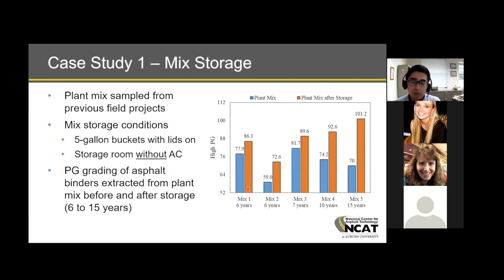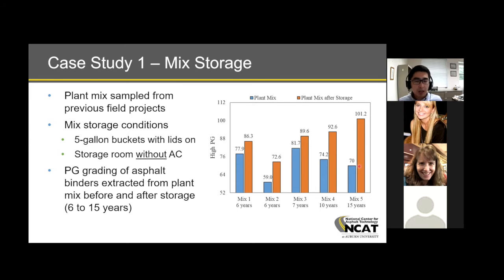When we first got these results, this was really eye-opening for us. We know mix storage is going to have an impact on the property of the binder and the mixture, but we didn't expect the impact to be this substantial. If we look at mix 1, which had about 6 years of storage, the PG grade changed from 77.9 to 86.3, so that's about an 8 or 9 degree increase. But if we look at the mix on the very right side of the plot, the one I mentioned from the first test track research that we have kept in the storage room for almost 15 years, the difference is almost 31 or 32 degrees on the high temperature end of the extracted binder.